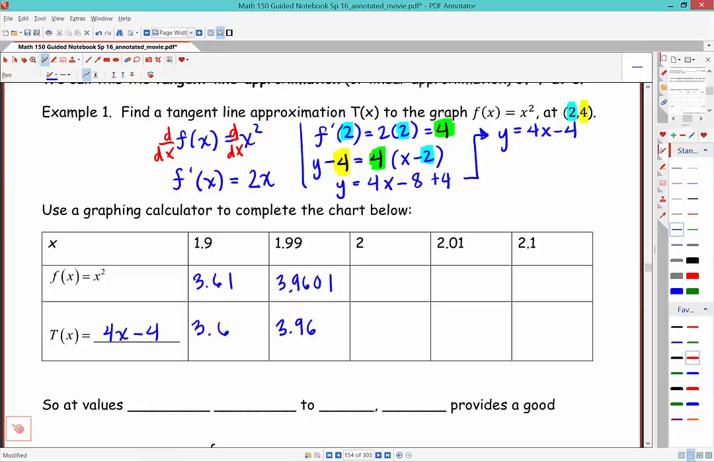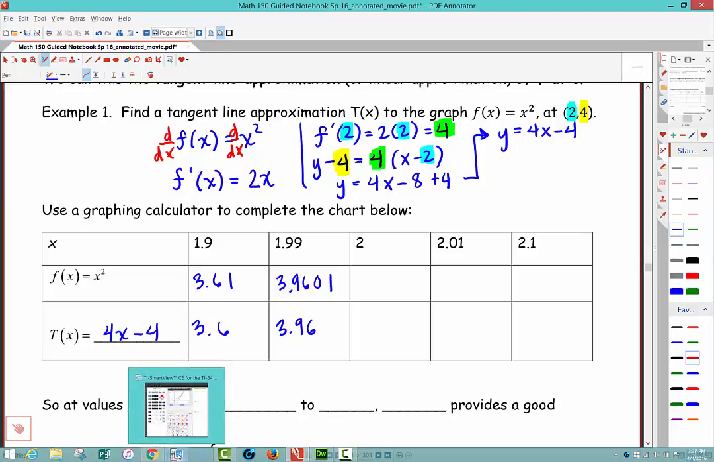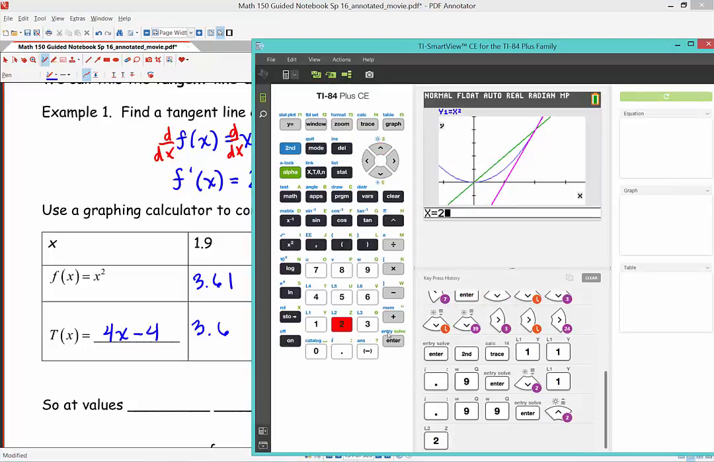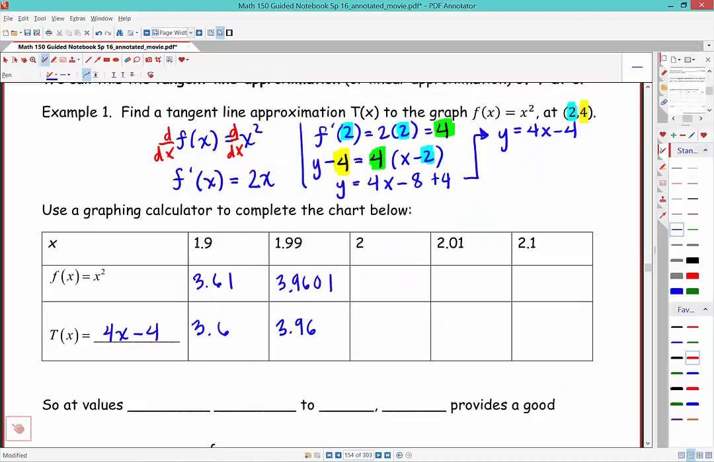Alrighty, now let's take a look at what happens exactly at 2. For this one, we don't really need our calculator, but we can go ahead and use it. So for the blue graph, the original function, we of course get 4. And wow, we get 4 for our tangent line approximation. So then, next up, 2.01 for both, and then 2.1.